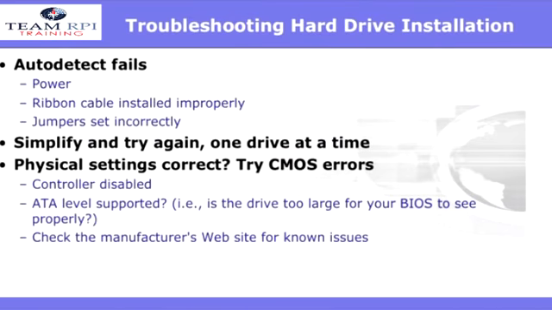So what do you do when you run into problems? Well, if auto detect fails, you might want to check the power. Or if you're using a PATA drive, check that the ribbon cable is installed properly and seated properly. Or quite possibly, you've set the jumpers wrong. So if all the physical settings are correct and you're still running into problems, then you need to take a look at some possible CMOS errors.